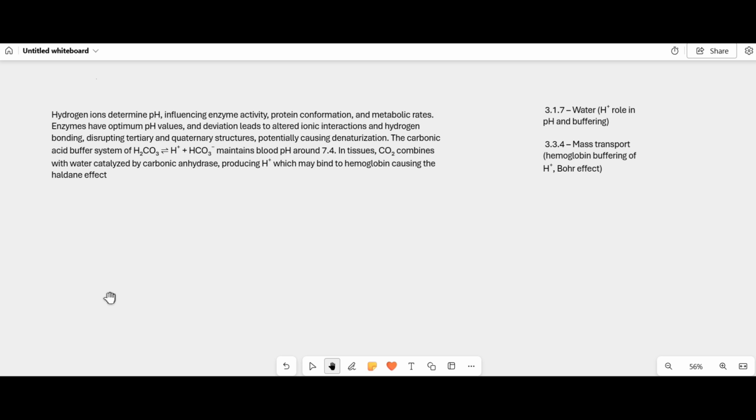In tissue, CO2 combines with water catalyzed by carbonic anhydrase, producing H+, which may bind to hemoglobin, causing the Haldane effect. The Haldane effect is just the H+ binding to hemoglobin, which is going to reduce the H+ concentration in the blood, making it less acidic. Because obviously if you've got more H+, that's going to make it more acidic. It's like chemistry. Don't get confused by these things. Carbonic anhydrase, all of that, it's just HCO3 minus without the extra H. That's all it is. It's just normal chemistry.